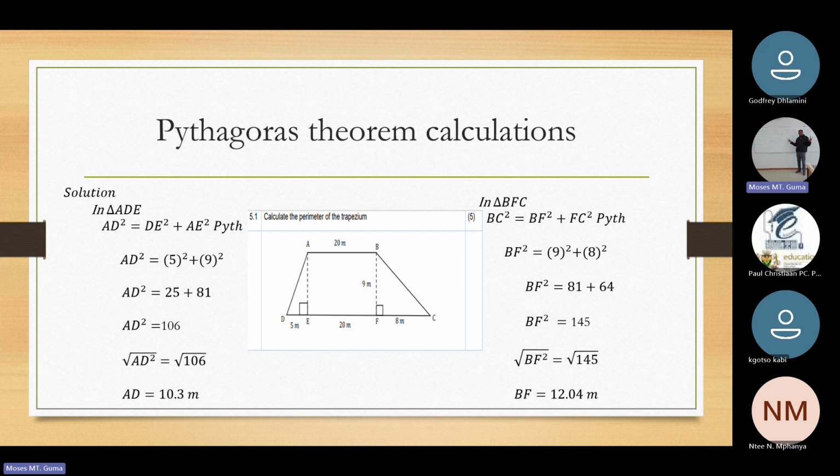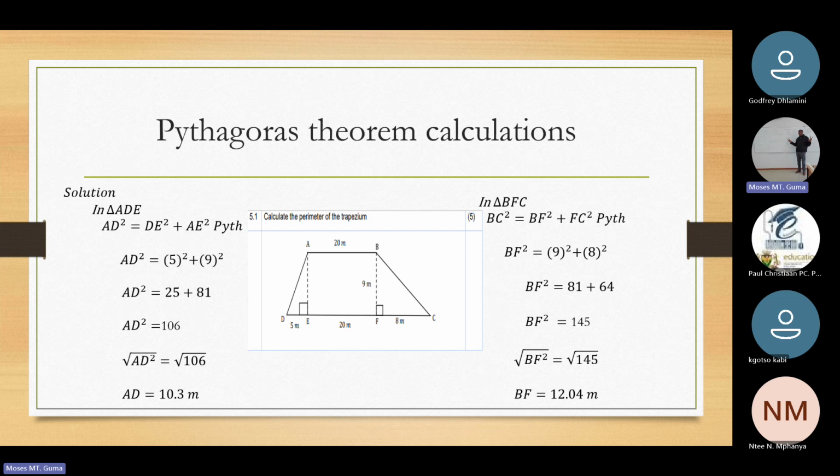And the 9 is there. I put it there. And FC squared is 8 squared. There's your 8 squared. We simplify. 9 times 9 is 81. 8 times 8 is 64. And we add the two, we get 145.